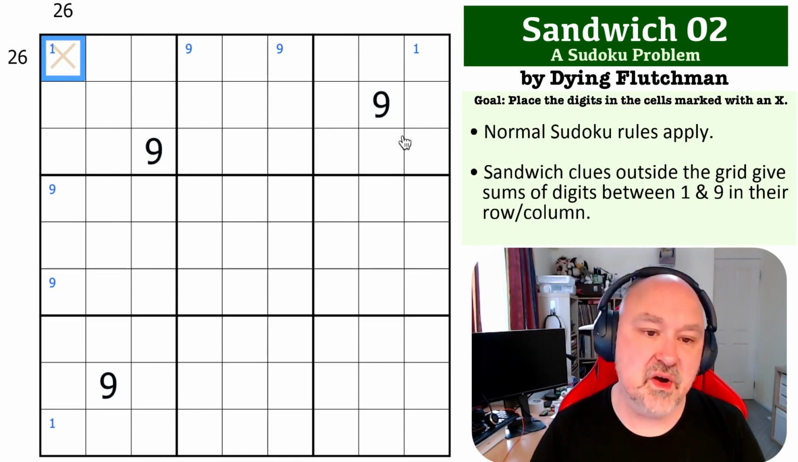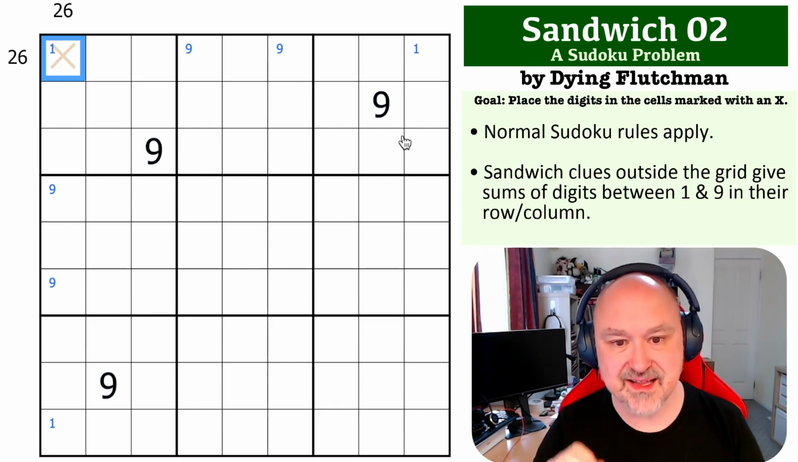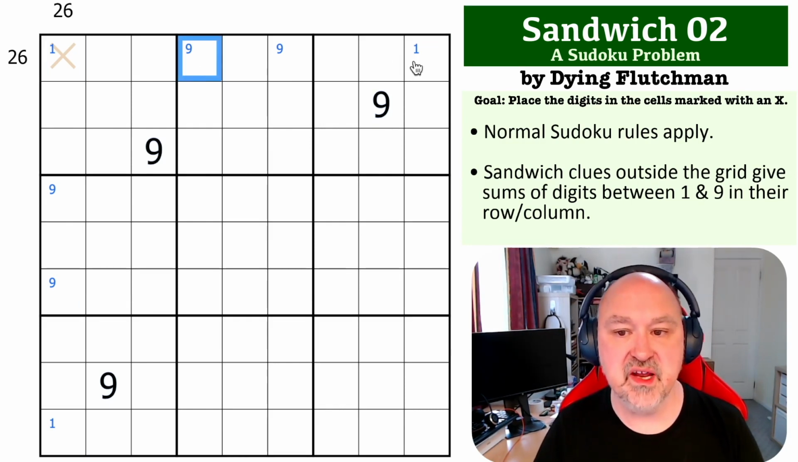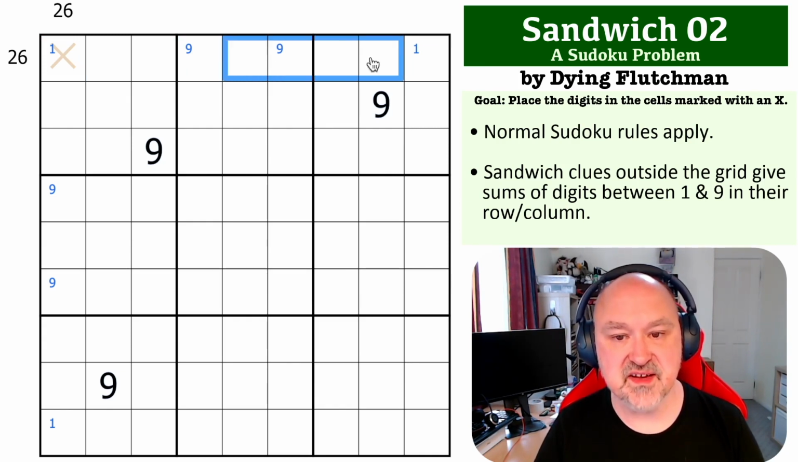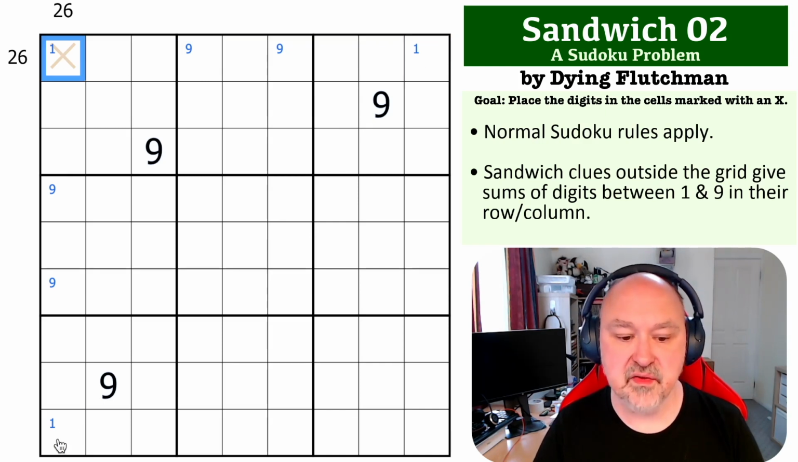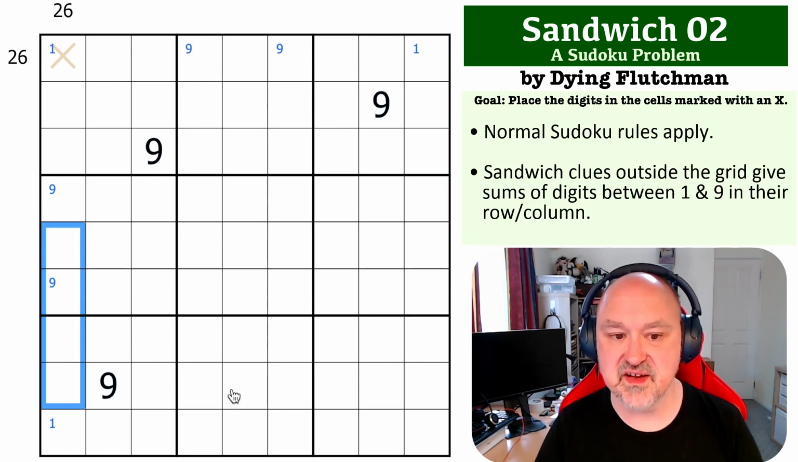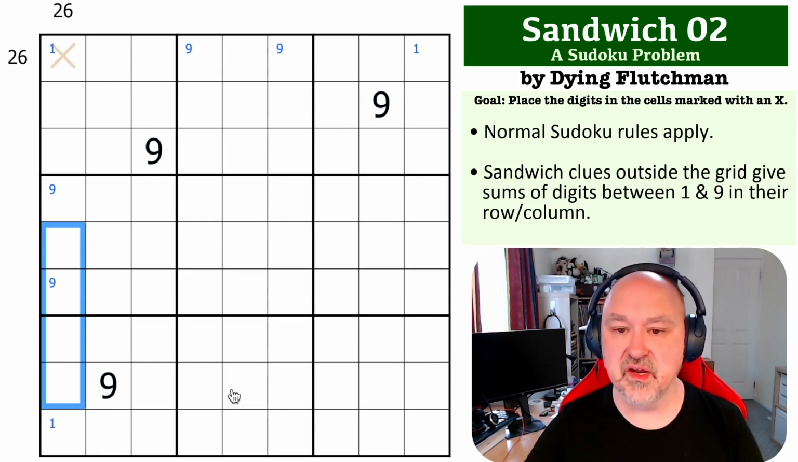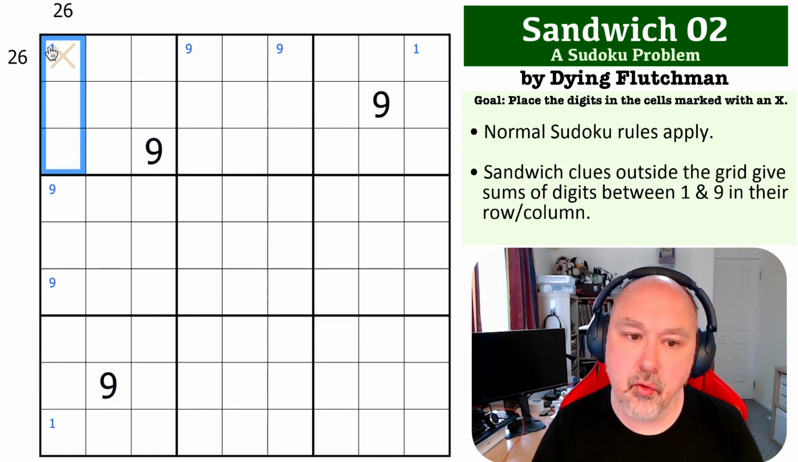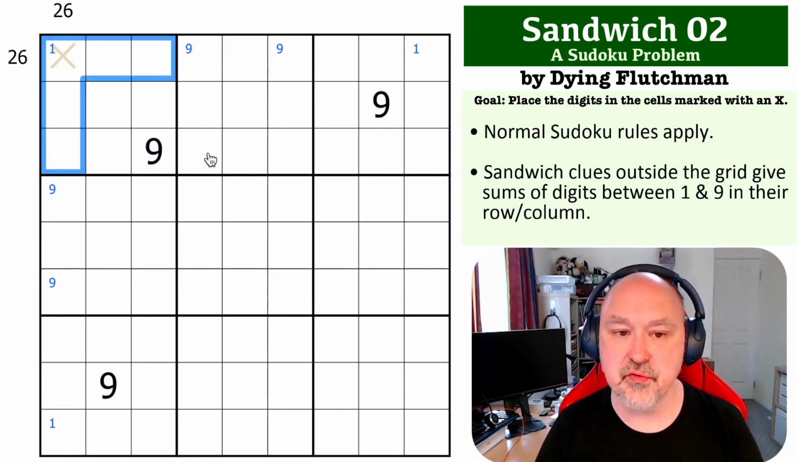Now, the question becomes not about what is in the sandwich, but what is outside the sandwich. Because if I put the 9 here and the 1 here, I could put 5, 6, 7, 8 here. But if I do that, this can't be the 1. This would have to be the 1, this would have to be the 9, and these would be 5, 6, 7, 8. But the digits that are not included in the sandwich sum are 2, 3, and 4. And all of these cells would have to be 2, 3, and 4.